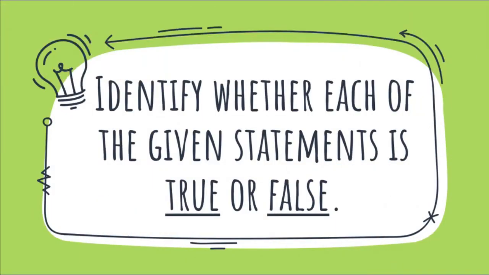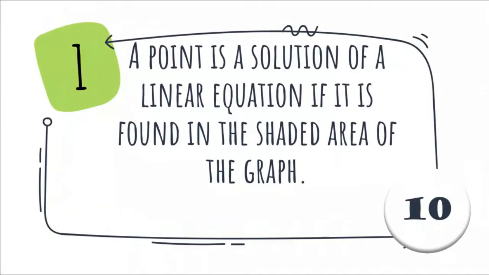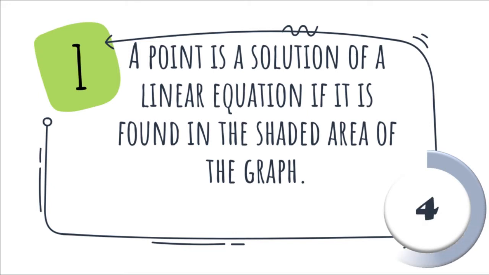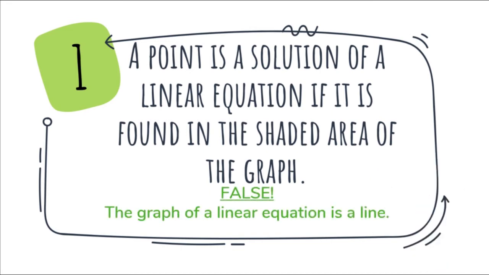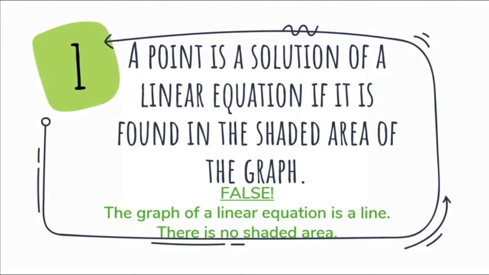Next, identify whether each of the given statements is true or false. Number 1. A point is a solution of a linear equation if it is found in the shaded area of the graph. The answer is false. The graph of a linear equation is a line. There is no shaded area.